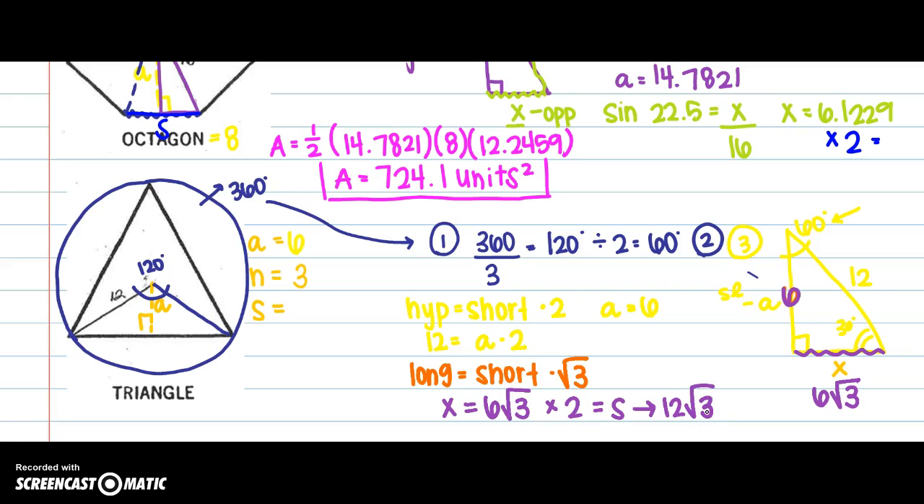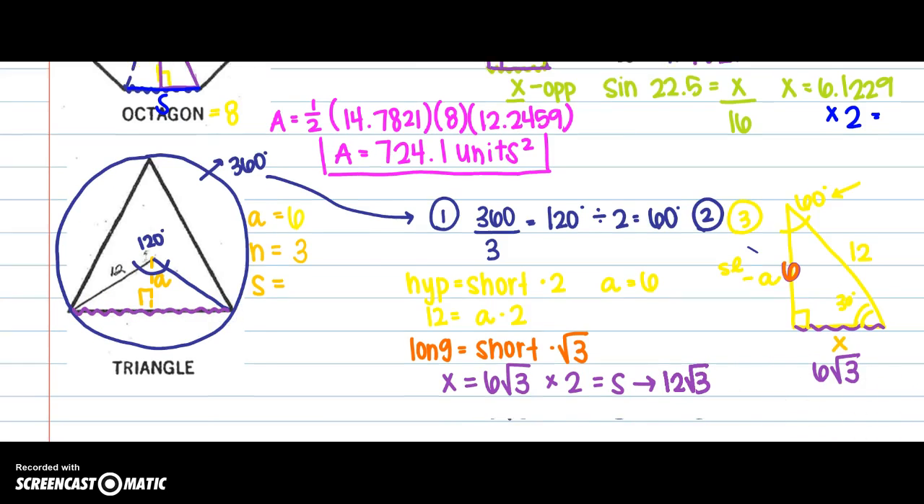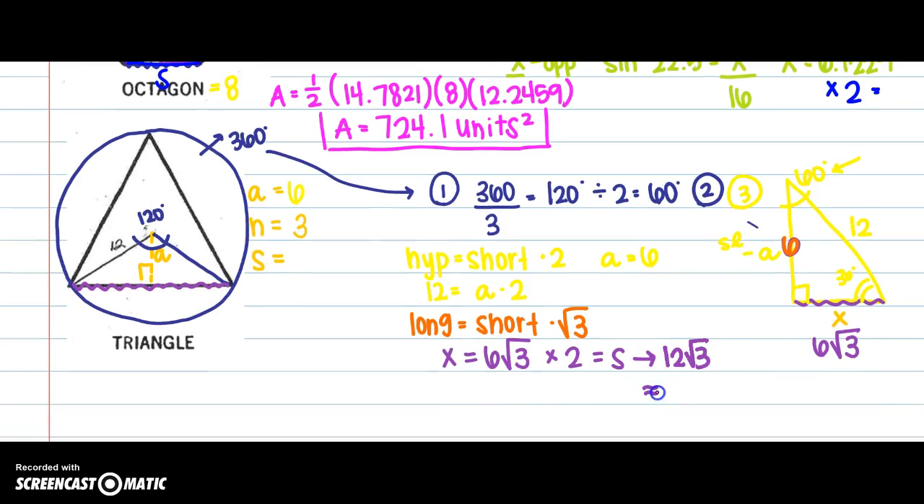So let's say 6 square root of 3 times 2. Alright, I was throwing myself off. Yes, after I do this, it would be 12 square root of 3 for this entire length here. Or you could say it was approximately 20.78446.